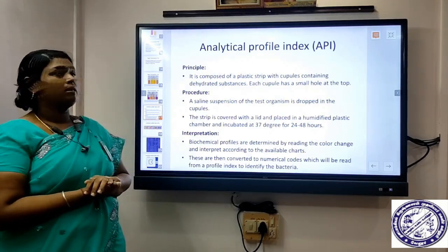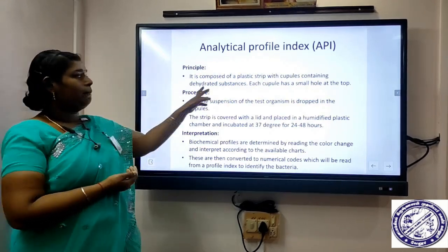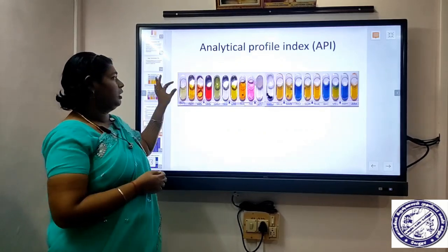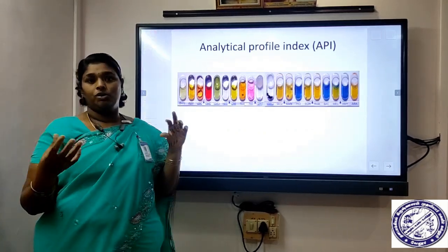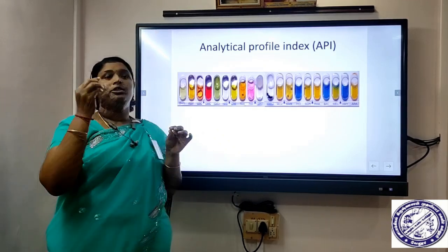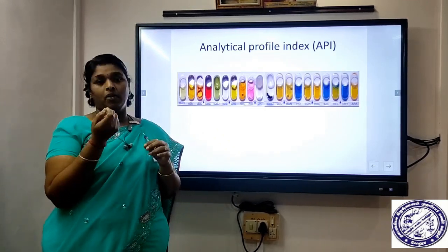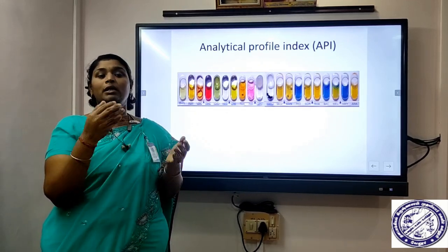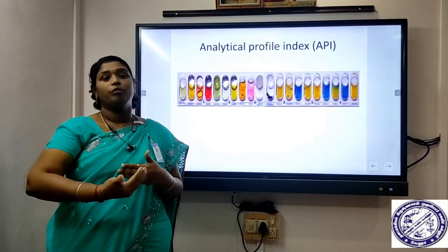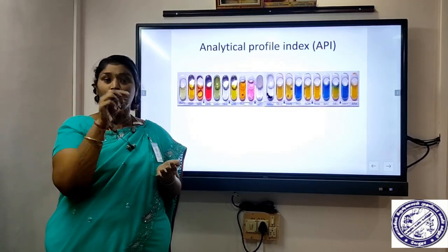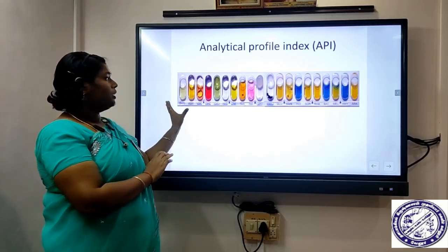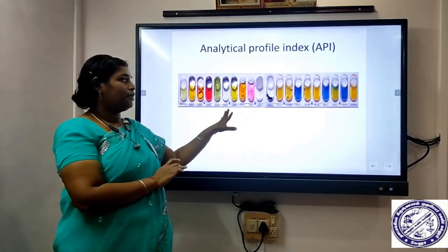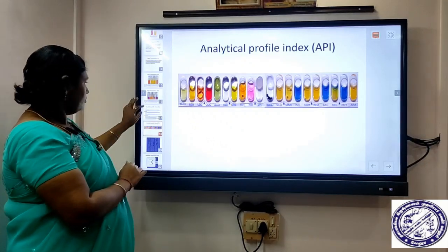So what is the principle behind this analytical profile index? It is composed of a plastic strip with cupules. We cannot say it as a capsule, it is a cupule. Why is it a cupule? They have a hole at the back side. Through that small opening, we inoculate the medium, and after the completion of incubation, we add the reagent through that opening alone, so that we can detect the presence as well as the absence of the reaction.